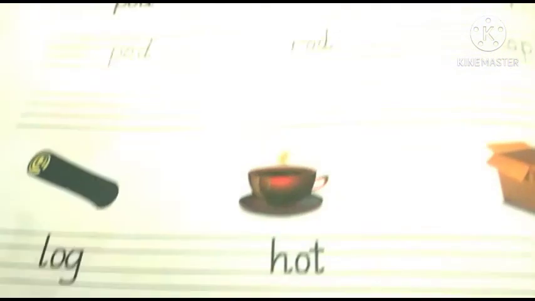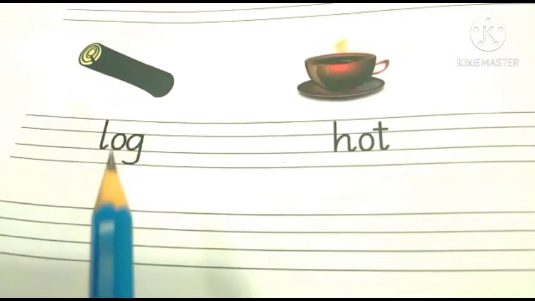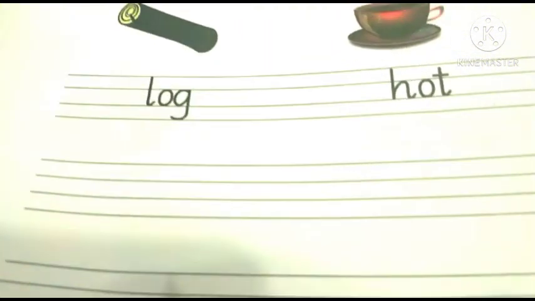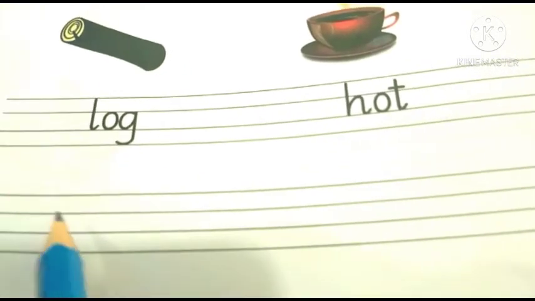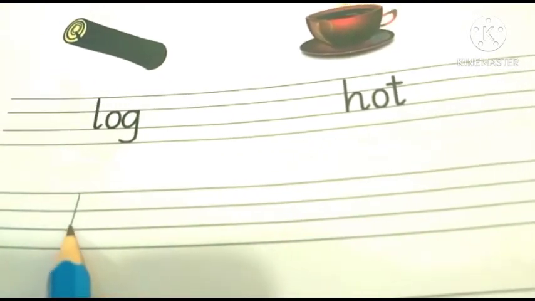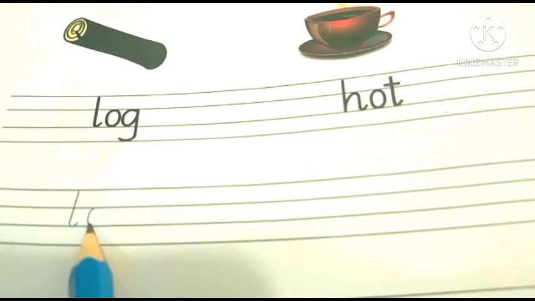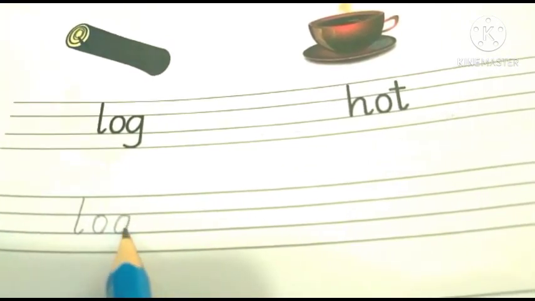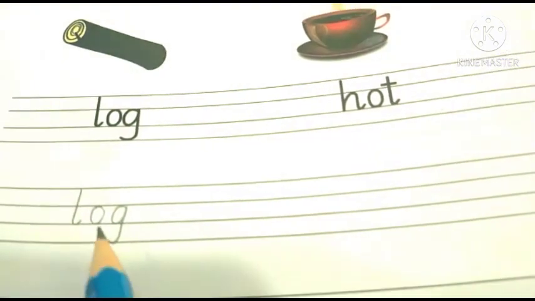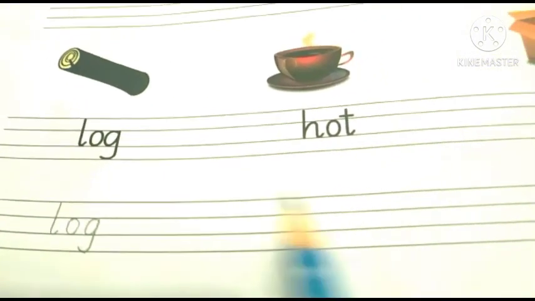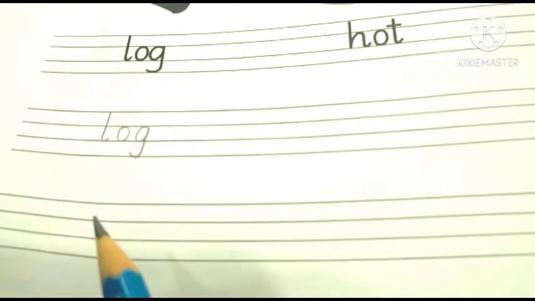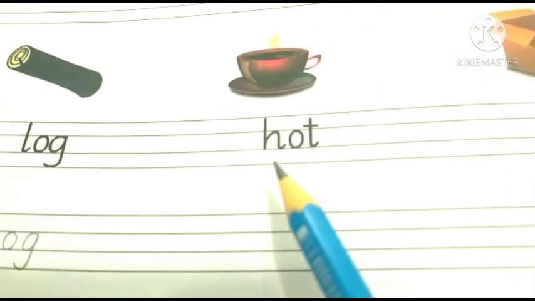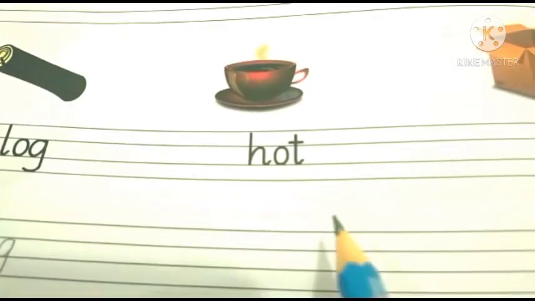Now come to the next picture. What is it? Here we have a log. Log of wood. Og, log. Here we will write in next line. L is the sound of L. Og, log. Learn the spellings also. In next line you will write it yourself.